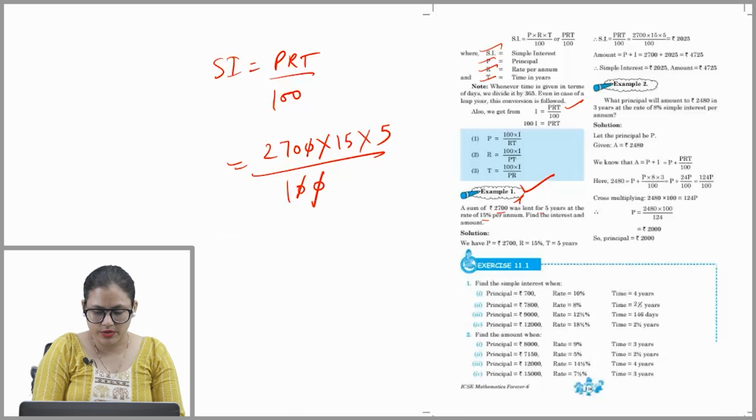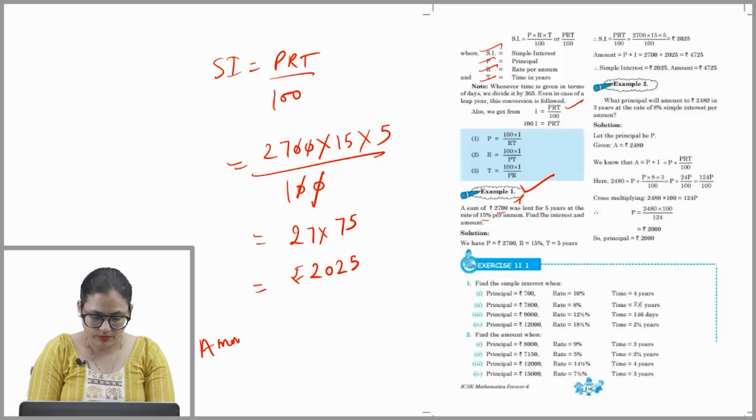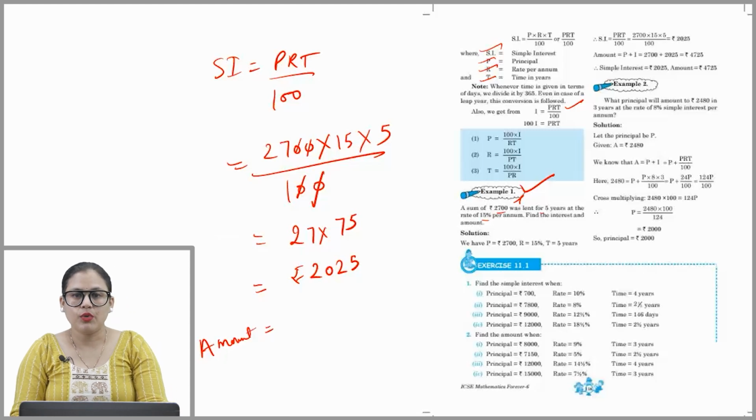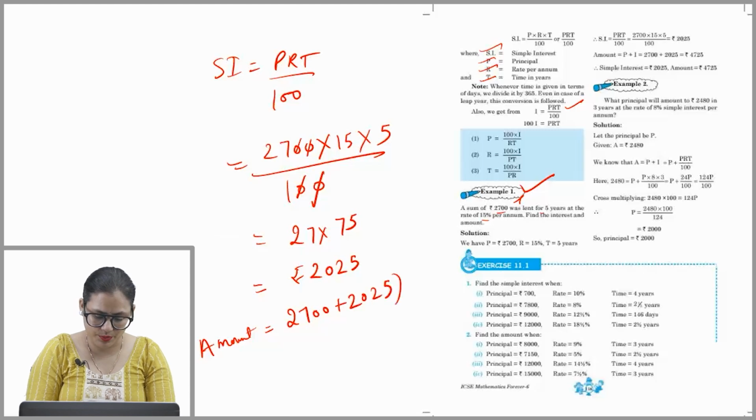0, 0 goes. So, 27 into 15 into 5 is 75. And after multiplying, you will get this answer, 2025. This is the simple interest. Now, we have to find the amount. Amount is 2700 plus 2025 rupees, and that is rupees 4725. This is the amount.